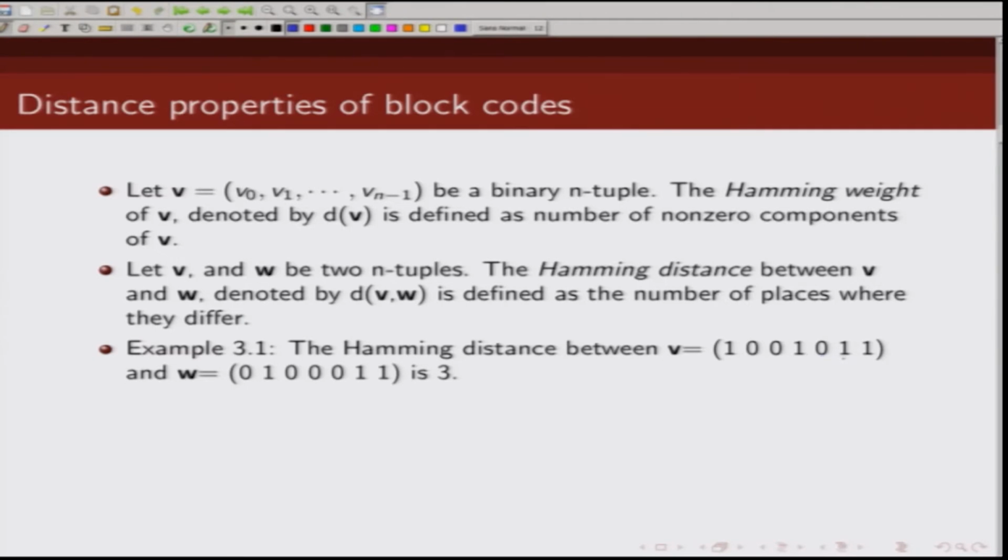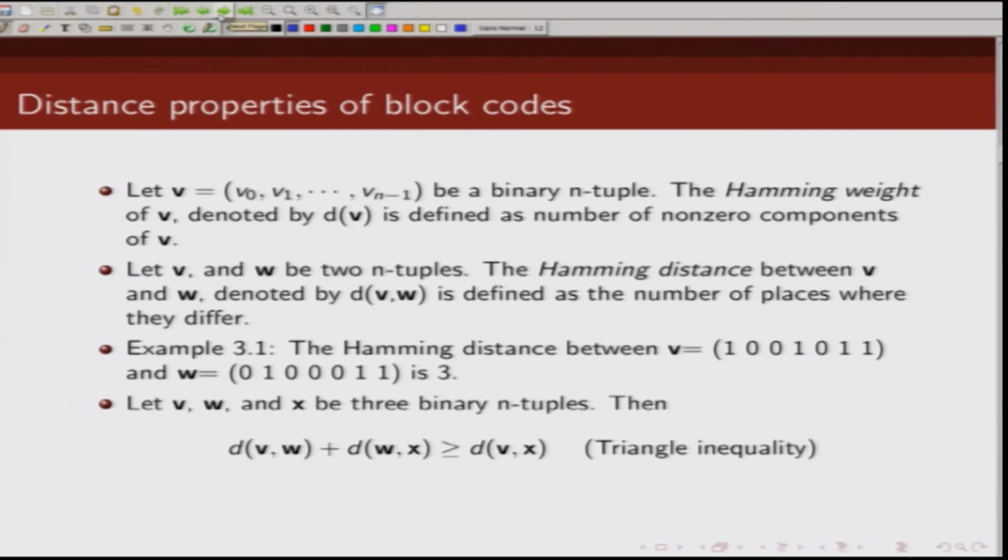In the next bit location, both V and W are 0, and in the remaining locations V and W are both 1, the same. So, that means our Hamming distance between V and W is 3, and these are the 3 locations where they are differing: the first bit location, the second bit location, and the fourth bit location. So, the Hamming distance between V and W in this example is 3.